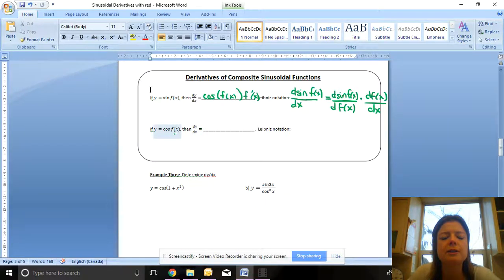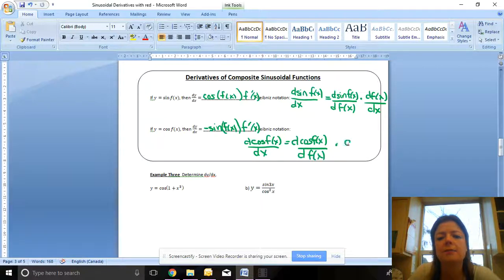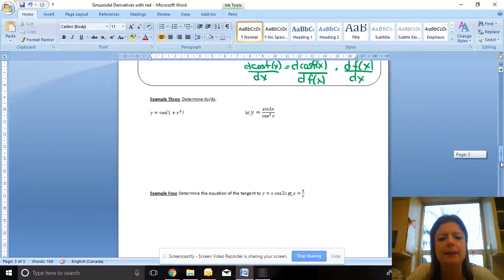So similarly for cos of a function, where your argument is a function, then your derivative is negative sine of that function, okay, times the derivative of that inner function. Okay, so similarly, the Leibniz notation I'll write down here so I have more room. So d cos f at x dx is equal to the derivative of cos f at x with respect to f at x, times the derivative of f at x with respect to x. Okay. So let's just do a few more examples that illustrate this.